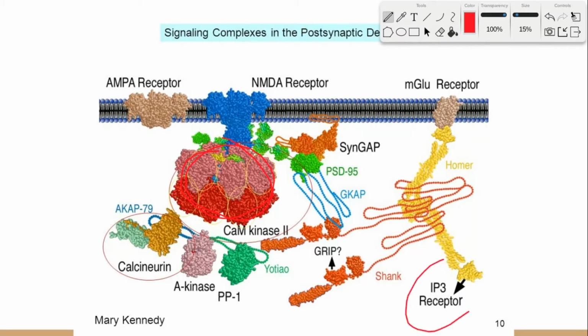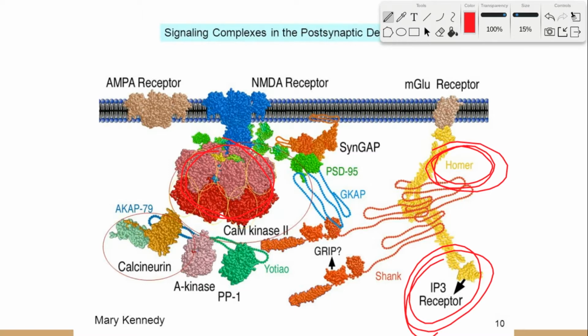Another important interaction is that Homer can actually bind to IP3 receptors from the endoplasmic reticulum. So if we're talking about a neuromuscular junction, that's going to be very important because you have the sarcoplasmic reticulum that's going to be anchored right next to the postsynaptic density thanks to Homer.